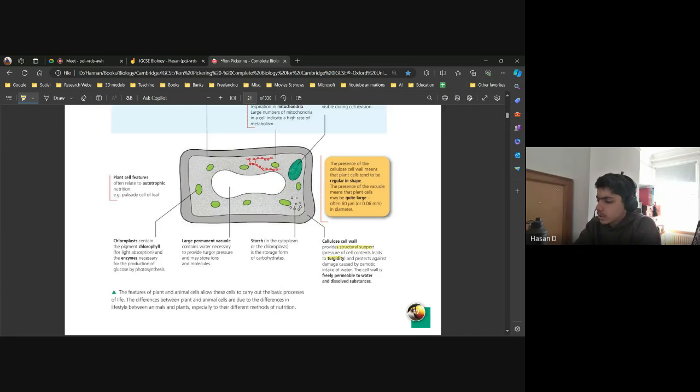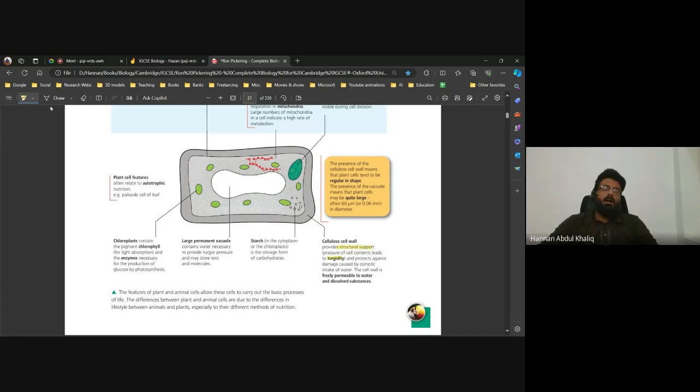I don't think you mentioned that. I did mention the turgor pressure. Basically, the turgor pressure causes the plant cell to stretch. Why? Because the plant cell takes in water, a lot of water. Still, it does not burst.